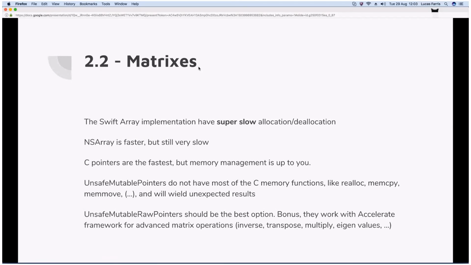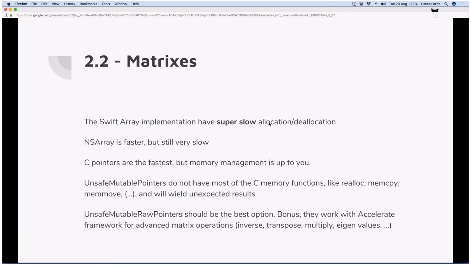Also, talking about matrices, which are the core fundamental of machine learning algorithms, Swift arrays are really slow. I can show you the numbers later on, but they're really slow when allocating and deallocating. I was researching this a lot, for example, how do other libraries do this? OpenCV uses C pointers, which you're going to see later on, and C pointers are much faster to allocate and deallocate because you're dealing directly with the memory.